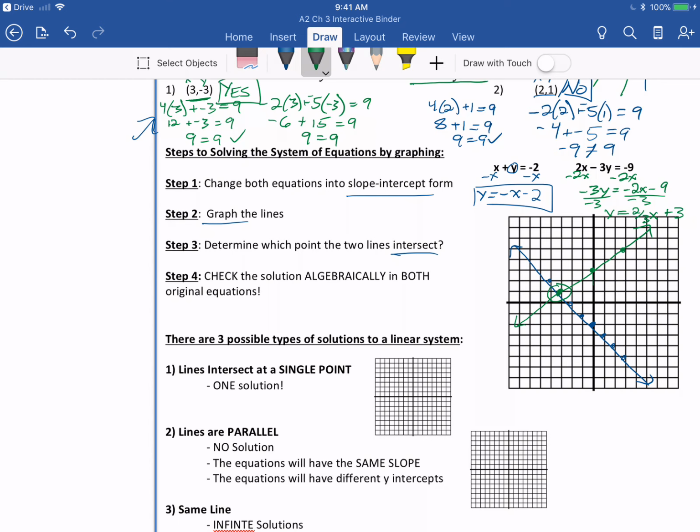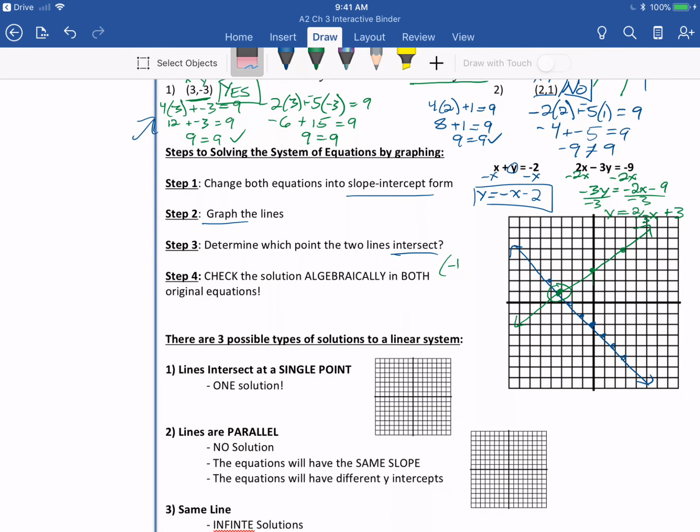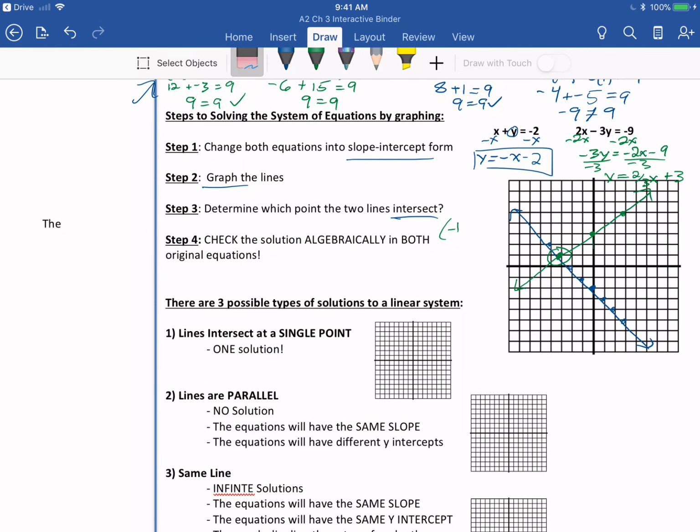So as I look here, that point right there is negative 3. Oh, I meant to write negative 3, not negative 1. And go away. Wow, struggling here with my eraser. There we go. All right, so my point is negative 3, 1 is my solution.